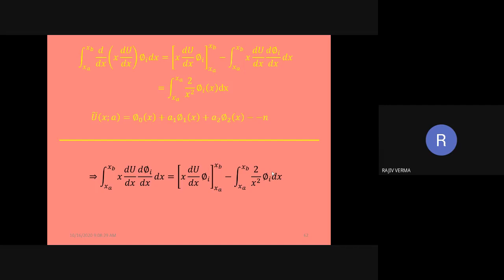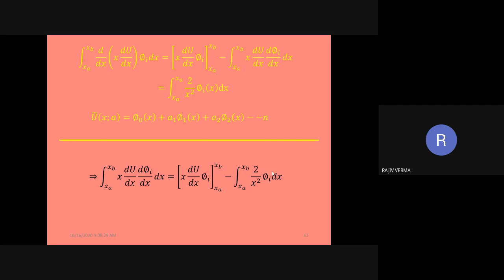So on the right hand side we have a term which is not known and the other term is 2 divided by x square phi I. This is a known quantity जो कि right hand side में substitute करी गई है. So comparing the terms which are present on the right hand side, there are three terms. One term is x into du by dx into phi I evaluated at xb. This is a known term क्योंकि phi I की वैल्यू भी हमें पता है. The second term is x into du by dx into phi I to be evaluated at xa. ये term हमें पता नहीं है.